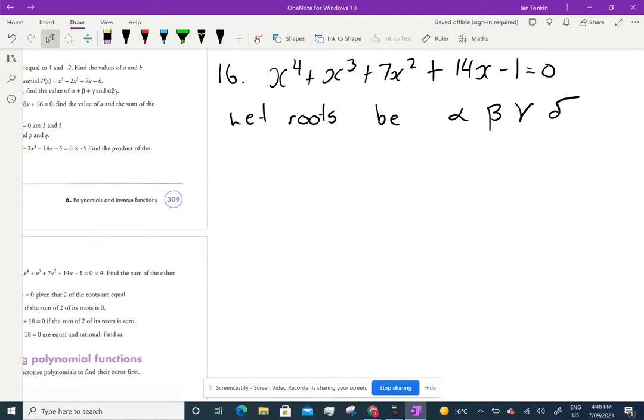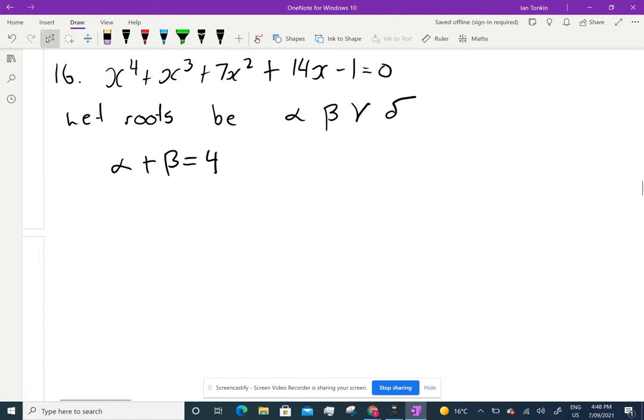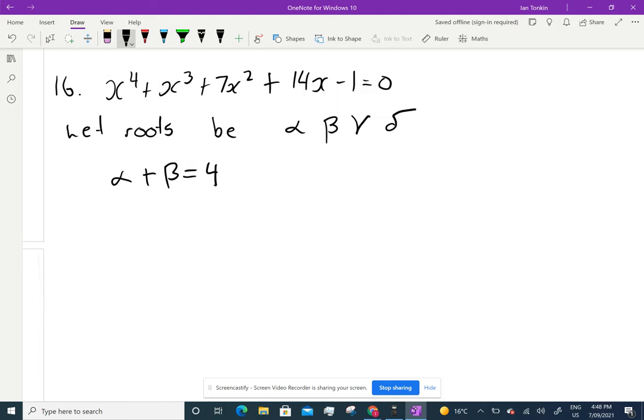And it tells me that the sum of two of the roots is 4. So I'll just let those two roots, alpha plus beta, equal 4. Now I also know the sum of the roots one at a time, alpha plus beta plus gamma plus delta, equals minus b on a. So that's the coefficient of that, which is 1 over that. And it's minus b. So it's minus 1 on 1.